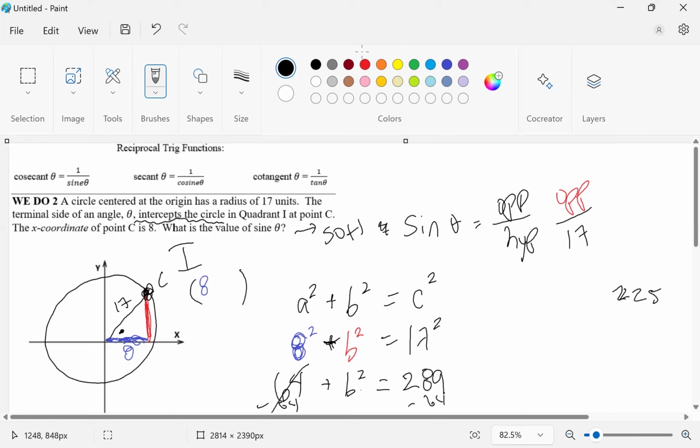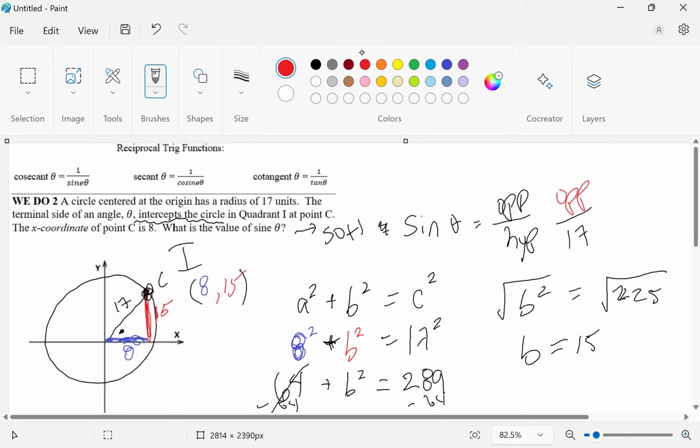This is canceled over on this side, and we have b squared equals 225. So we have something squared, so we can figure out how long b is by taking the square root of both sides. So b equals 15. That means this y value, this y coordinate, is 15.